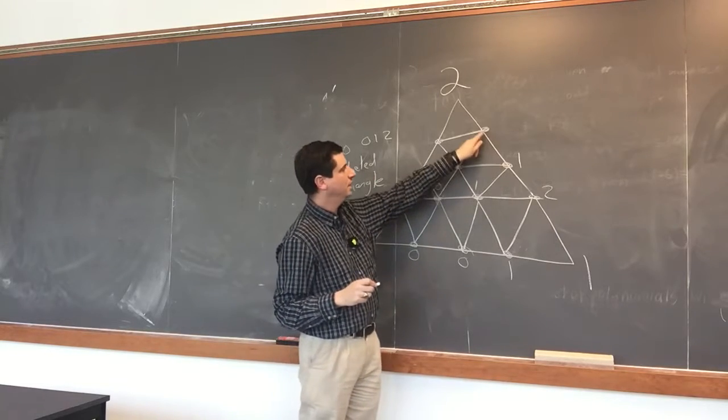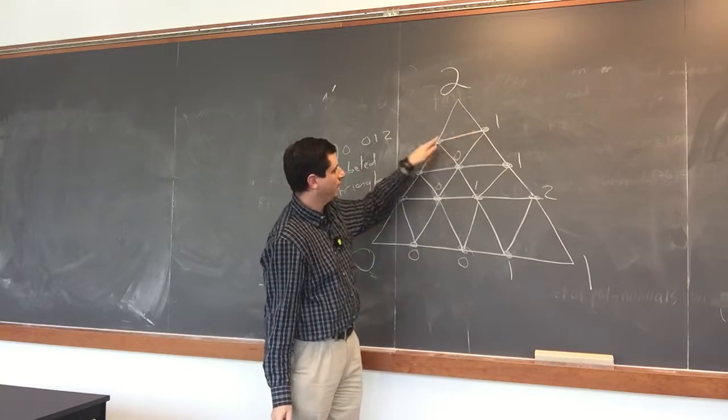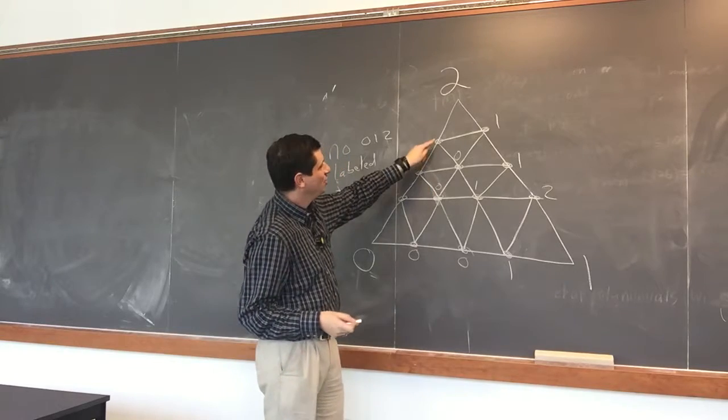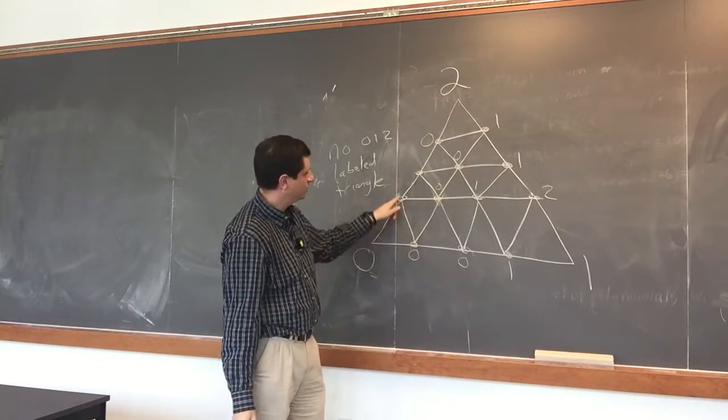I've got a 0, 1. I don't want to put a 2 there, so I've got to put a 1 here. I've got 0, 1. I don't want to put a 2 here. Well, actually, I do, but you don't. So you can't put a 2 there, so you've got to put a 0. We've got 0, 0. We've got a lot of freedom.